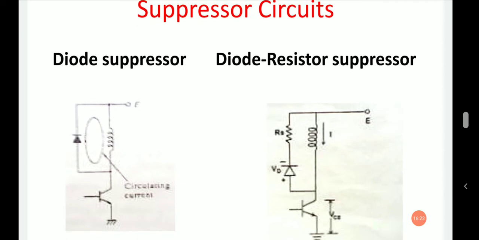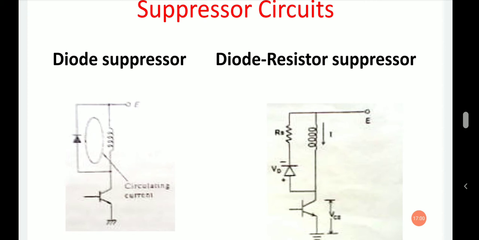First is diode suppressor. If a diode is put in parallel with the winding in the polarity as shown in the figure, a circulating current will flow after the transistor is turned off, and the current will decay with time. In this scheme, no big change in current appears at turn off, and the collector potential is the supply potential E plus the forward potential of the diode.